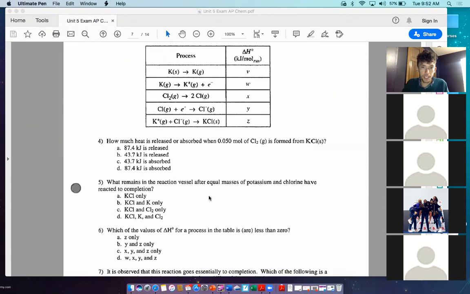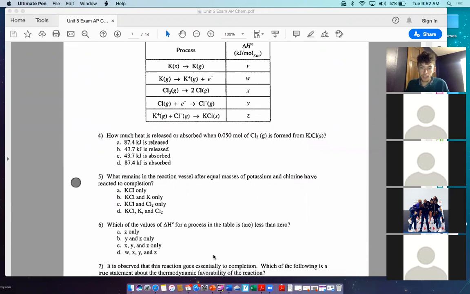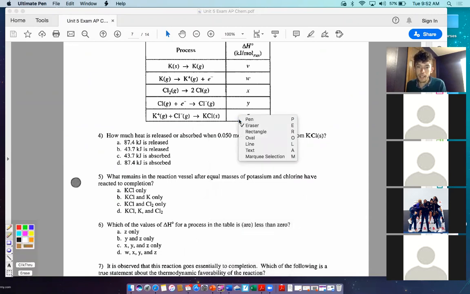Okay, question 6 is a great one that actually relates to what we're doing in this unit. Question 6 says, which of the values of delta H for the process in the table is or are less than 0? So what's true when delta H is less than 0? That is an exothermic reaction, right? Delta H is negative. Exothermicity, I know, comes from the formation of attractive forces. When attractive forces form, I know that energy gets released out.